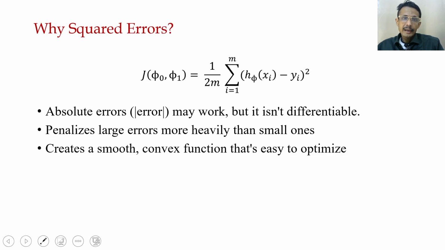Now why is this squared error? There are some advantages. First, the squared error is differentiable. We can use the absolute function also, but it is not differentiable. Another important advantage, this particular squared term penalizes large errors more heavily than the small ones. So that is also very important. And most importantly, this cost function or loss function creates a smooth and convex function that is easy to optimize. That we will see in our slides.